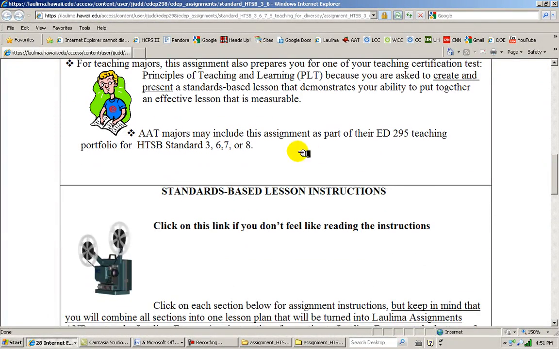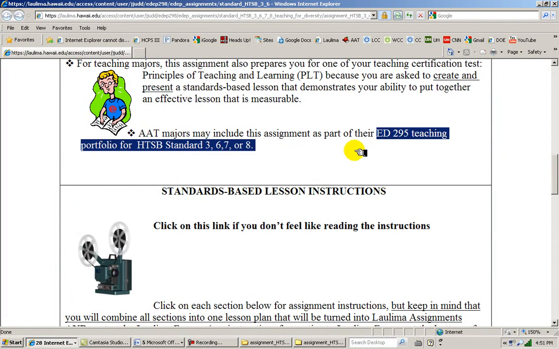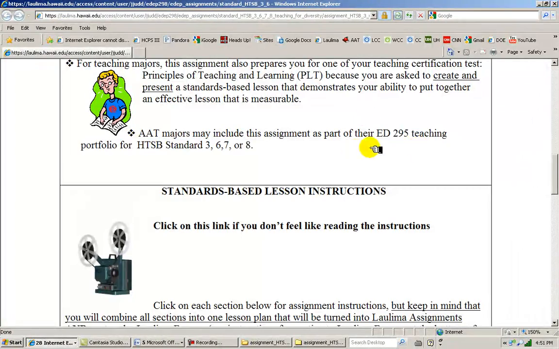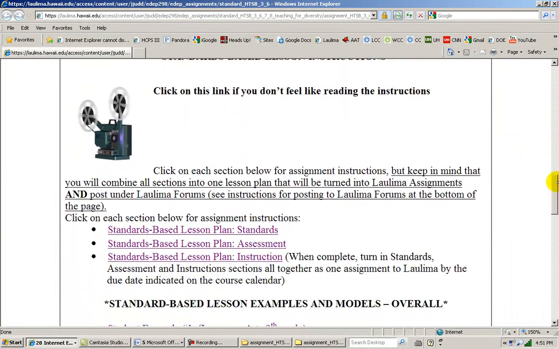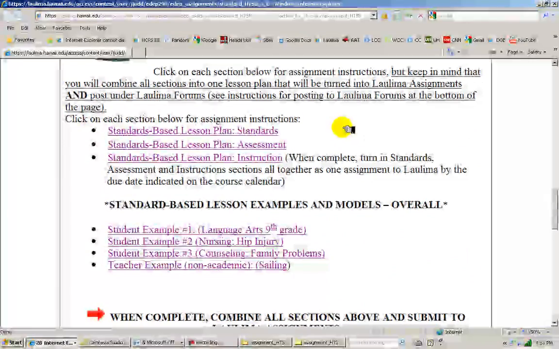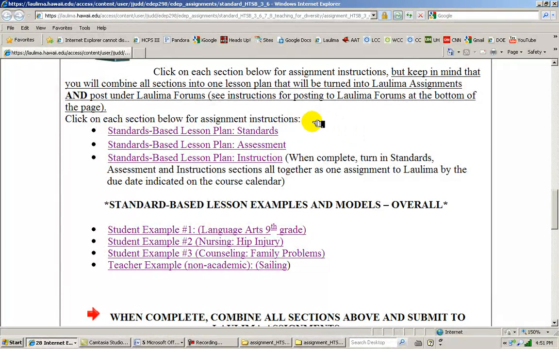And this assignment would fit in our Ed 295 teaching portfolio for standards 3, 6, 7, or 8. So basically, to get started, you have 3 parts of a lesson plan that you'll need to complete. The first part is standards, the second part is assessment, and the third part is instruction. It turns out that all lesson plans have these 3 basic structures to them.